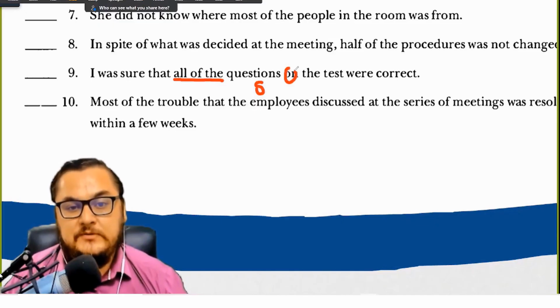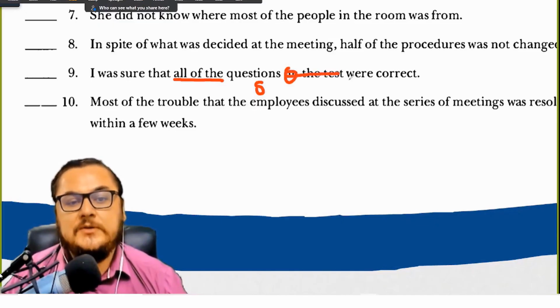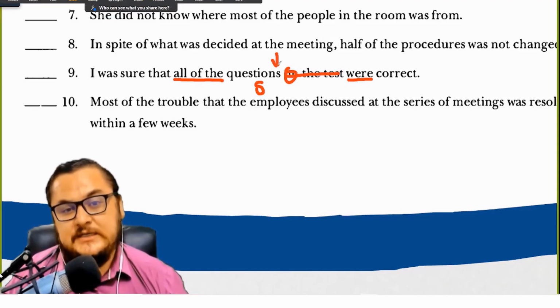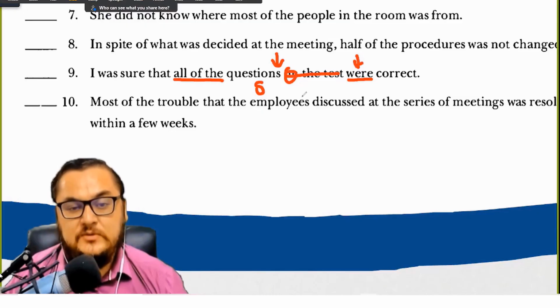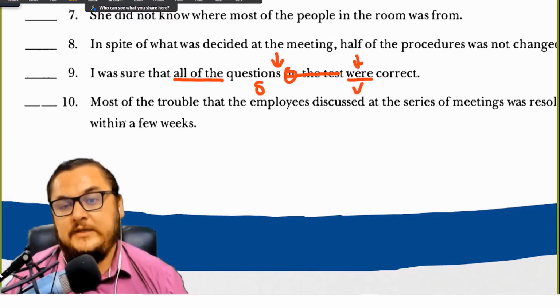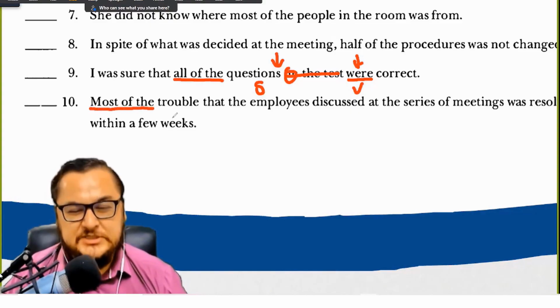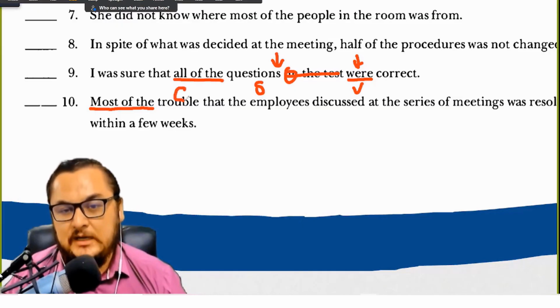I can remove the preposition, and then I have the verb where. Questions is plural. Where is plural, so the sentence is correct. In number 10, we find "most of the" as the expression that tells me that the word trouble is the subject of the sentence.